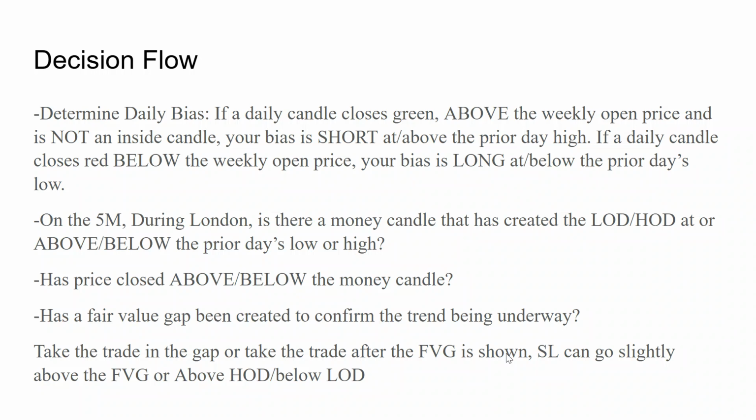On Tuesday, what you're looking for is this. On the 5-minute chart, ideally during London, starting at about 3 a.m. to 3:30 a.m. Eastern Standard Time, is there a money candle? And what is a money candle? A money candle is just the one single 5-minute candle that creates the high of the day. So all you're looking for is just one candle that has created the high of the day above or right at the prior high or low of the day. Again, I'll show you this.